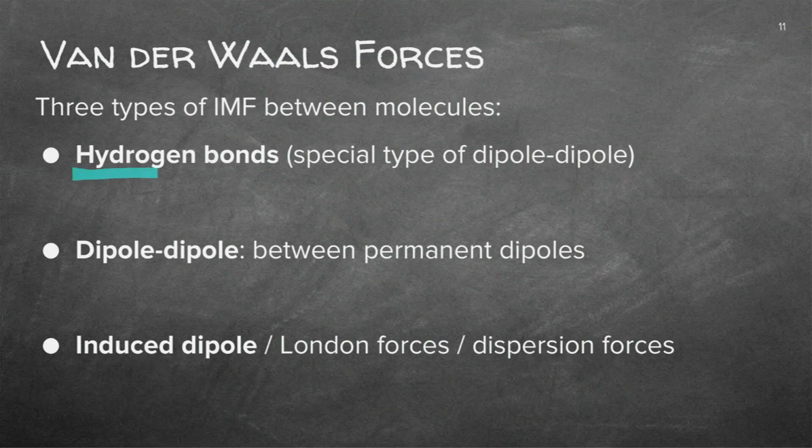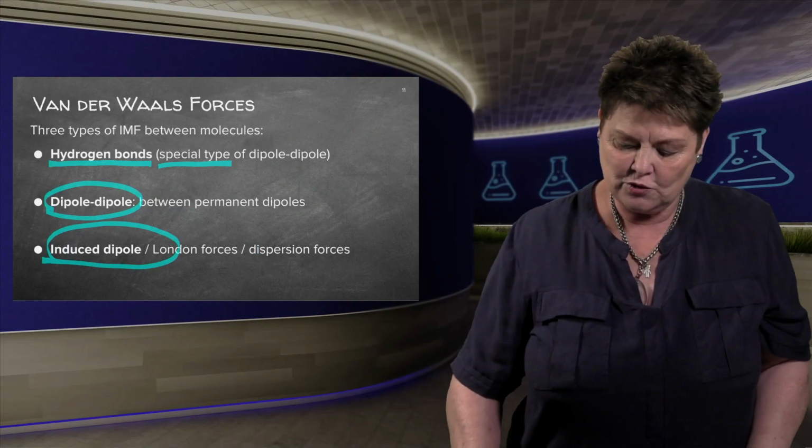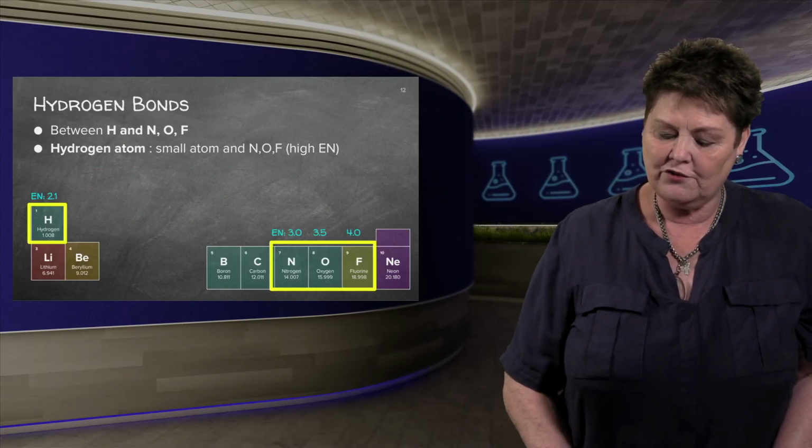The first one is the hydrogen bond. It says to you what it is. It's hydrogen. So we'll see just now that it's a very special type of dipole. Then it's just one dipole and another dipole. And then what's happening with non-polar molecules, and that's where it's the induced dipole. Let's start off with the hydrogen.